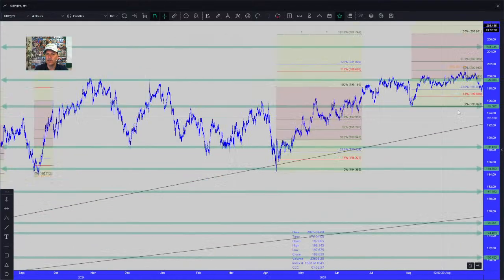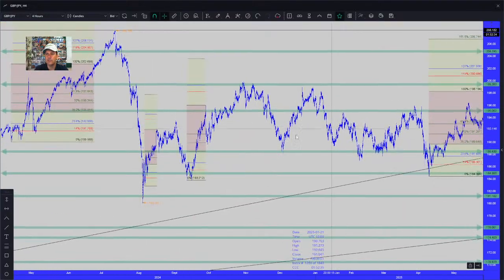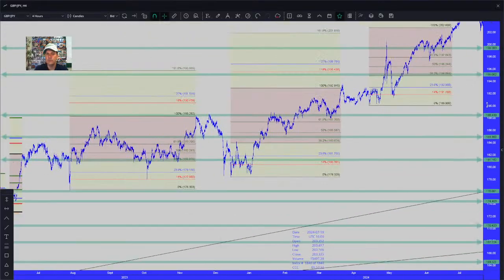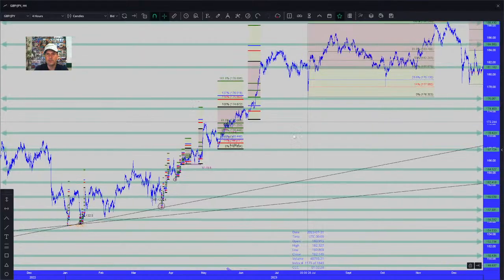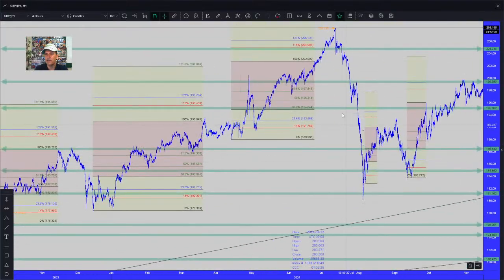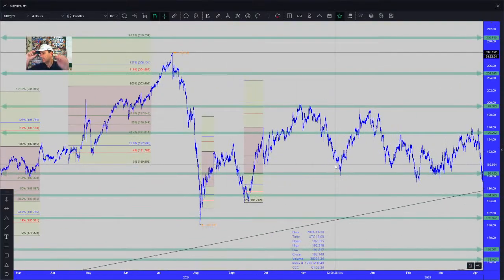On the 4-hour chart, you would win 1, 2, 3, 4. Back in time, you would win 1, 2, 3, 4, 5, 6, 7, 8, 9, 10, and then the 11th would be a loser. Still an edge, right?